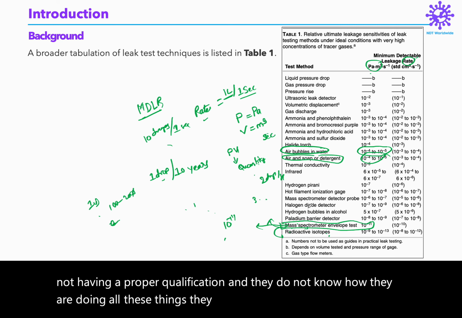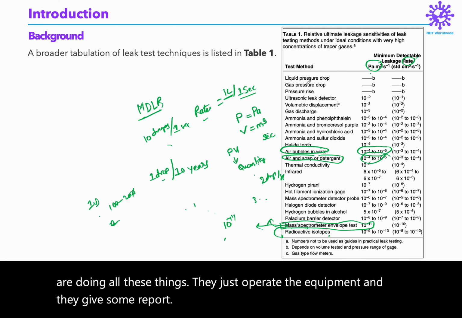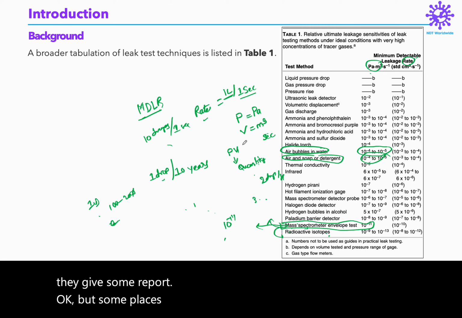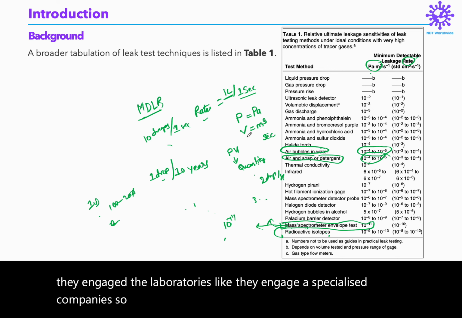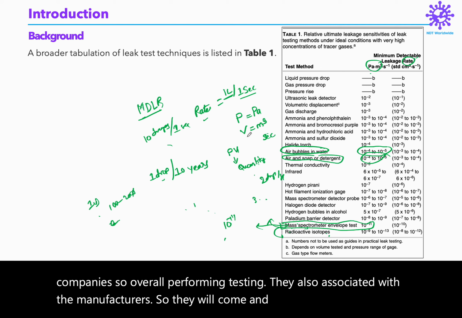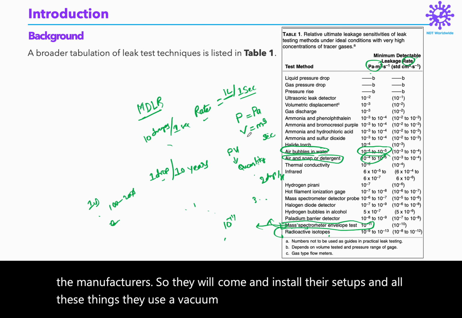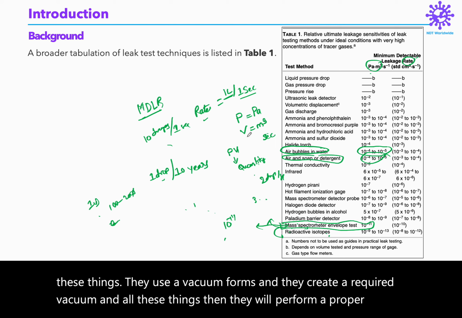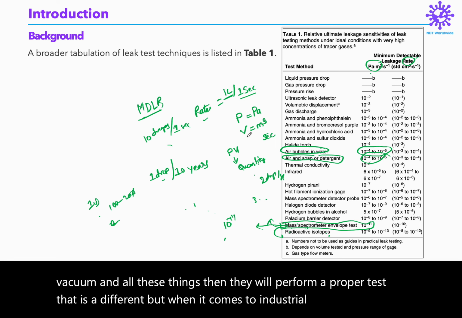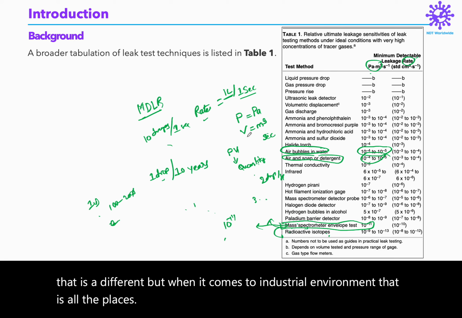They just operate the equipment and they give some report. But in some places like labs or nuclear facilities, they engage specialized companies who perform the testing. They are also associated with the manufacturers, so they will come and install their setups. They use vacuum pumps, create the required vacuum, and then perform a proper test. That is different. But in the industrial environment, most places don't use properly qualified technicians.